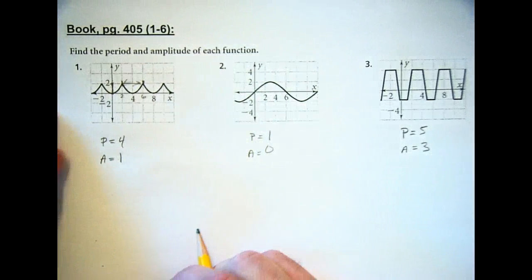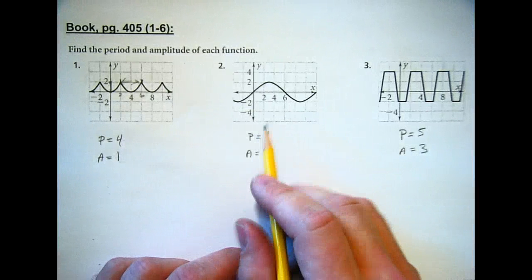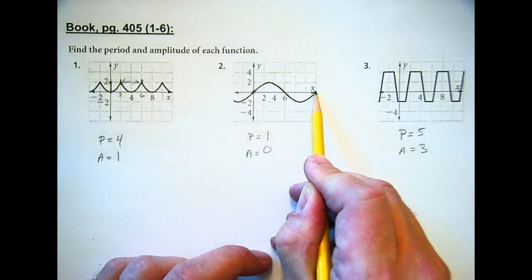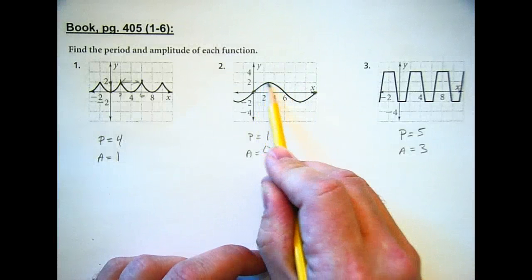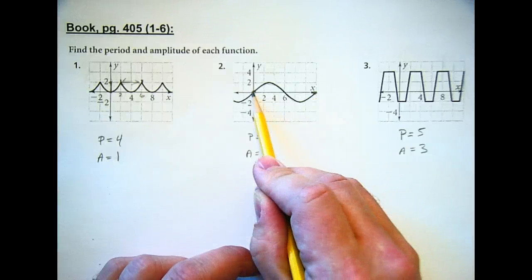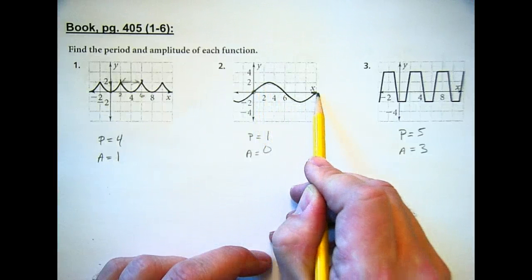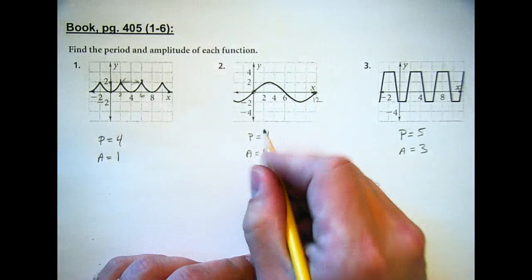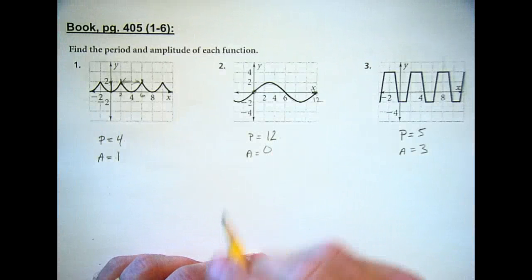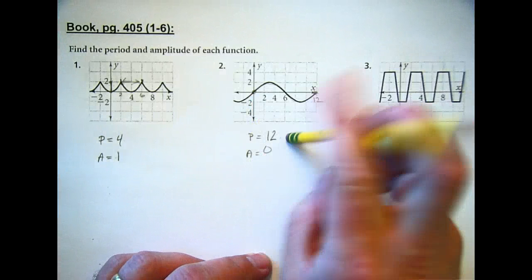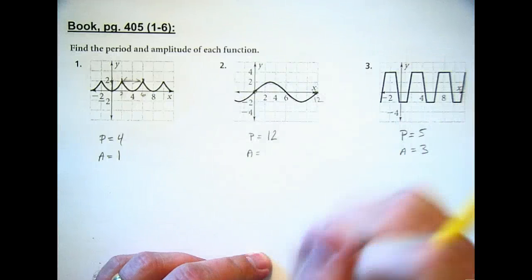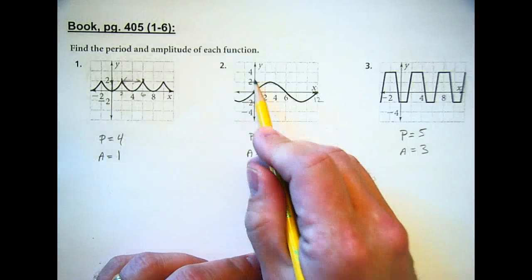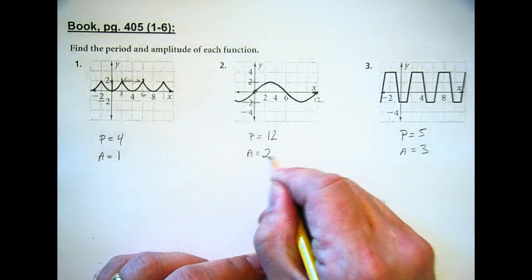Number 2, I'm looking at the period. It starts here. This is actually the sine curve, not the cosine curve. It starts at 0 and goes to 12. 6, 8, 10, 12. So this has a period of 12. It can't have an amplitude of 0. 0 means you don't have a line at all. From max to min there, that's 4. Half of 4 is 2.